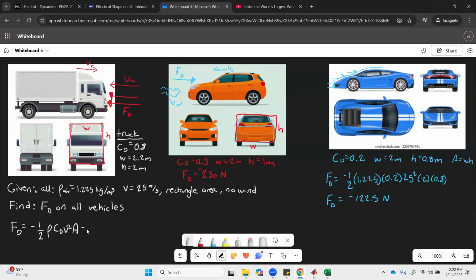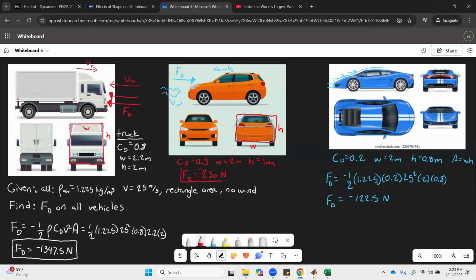And then for the truck, here we have 1/2 times 1.225 times 25 squared. And then for the truck we need the CD, 0.8. And then the area is 2.2 times 2. That gives us that the drag force for the truck equals negative 1347.5 newtons. So just looking at this, we calculated that the truck has the largest magnitude of drag force.